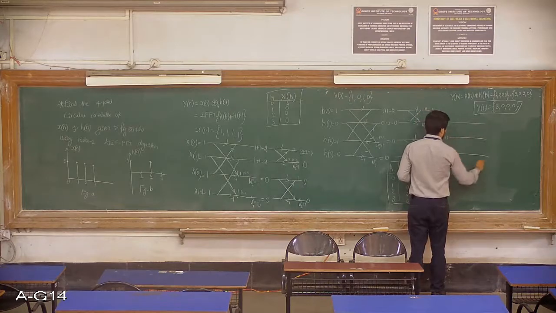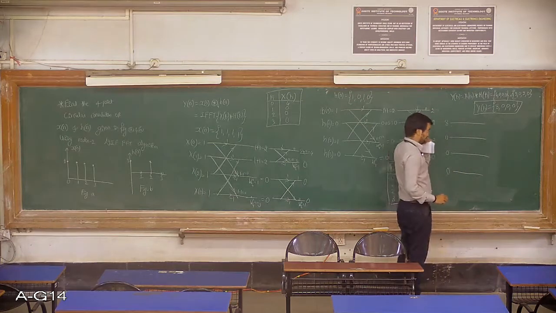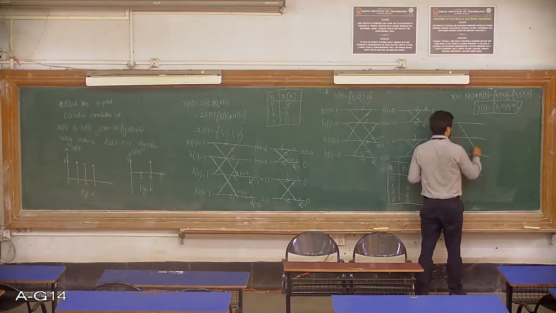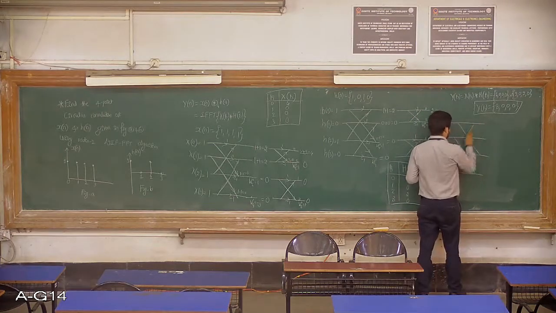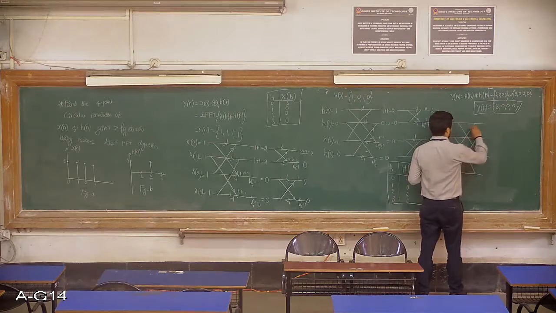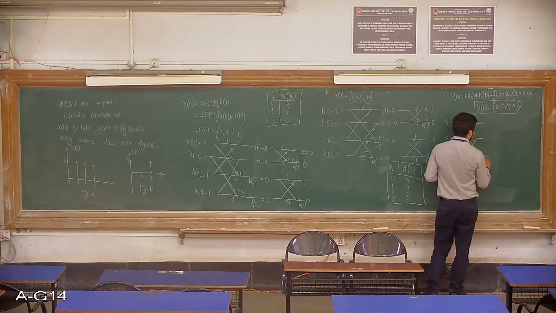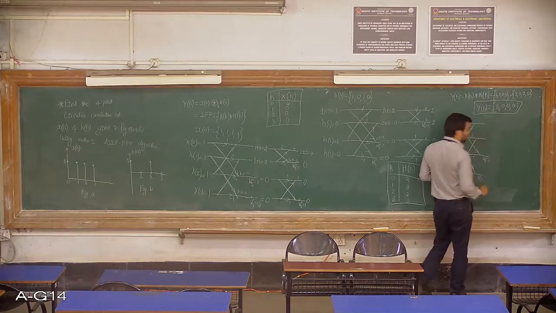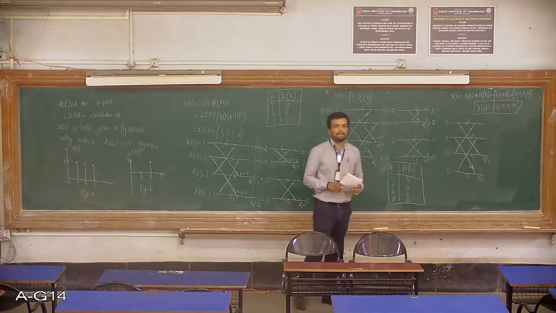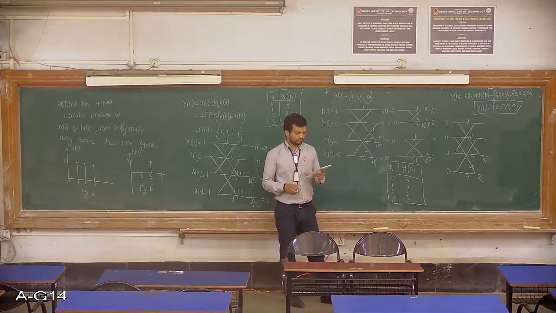Draw 2 down arrows, 2 up arrows. Show the direction. Here it is 1. Here it is also 1. Minus 1. Minus 1. Twiddle factors: W4 of 0 is 1. W4 of 1 is minus j. Compute the values.